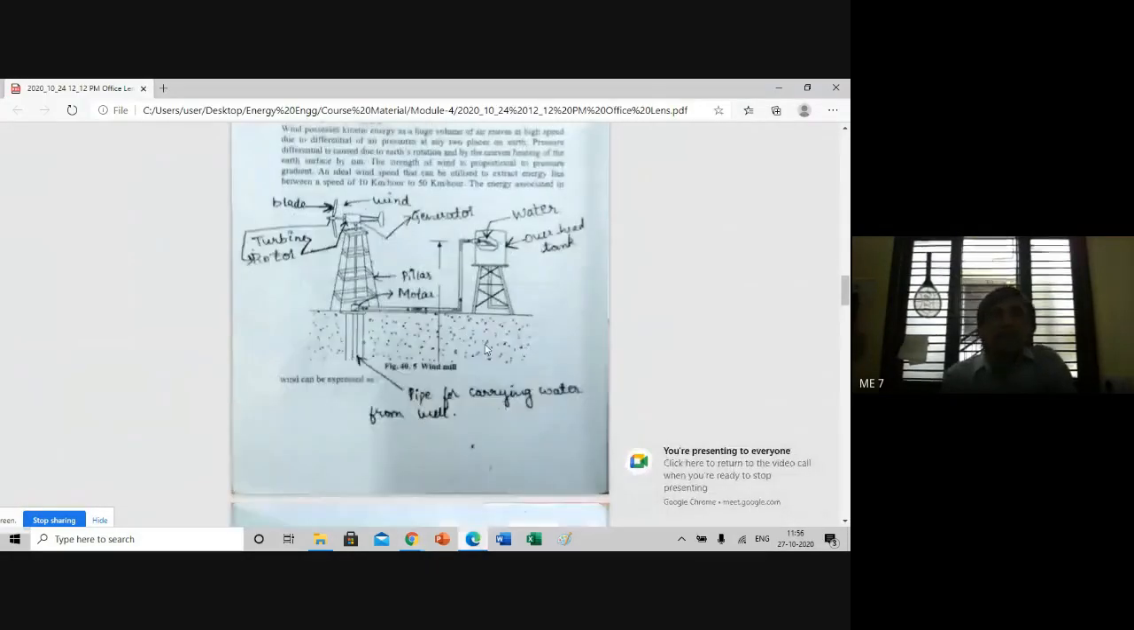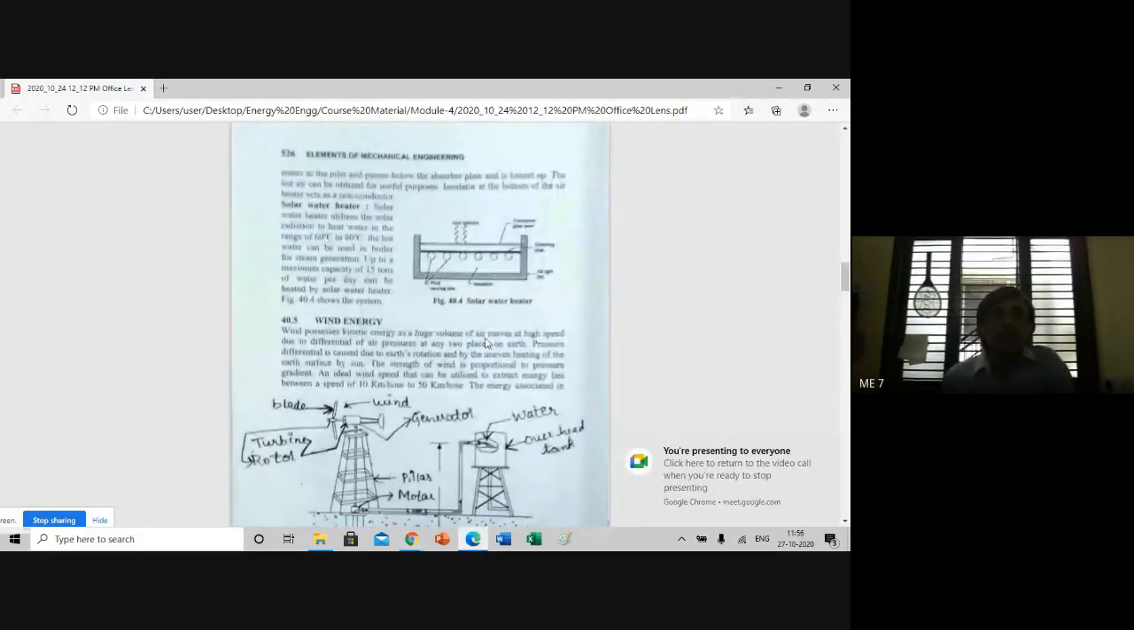So this is the renewable energy resource, wind energy. The kinetic energy of the wind flowing is utilized to rotate a rotor and a turbine, which produces mechanical work, which in turn, when the turbine is connected to the generator, generates electricity. This simple arrangement is shown in the figure.